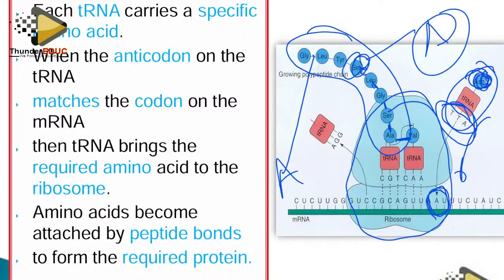So, guys, I think you got it right. Each transfer RNA carries an amino acid. When the anticodon of the transfer RNA matches the codon of the messenger, the transfer RNA brings the required amino acid to the ribosome. Then the amino acids are attached by peptide bonds to form the required protein. Simple.